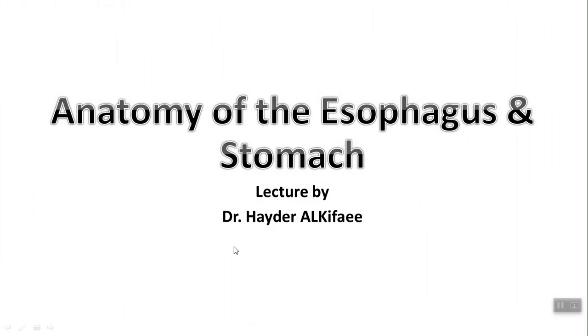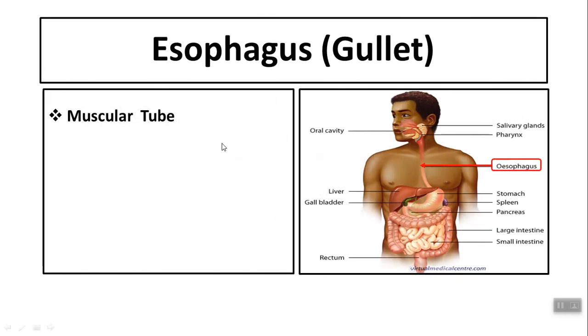Our lecture today is about the anatomy of the esophagus and the stomach. First, we will take the esophagus, or another name is gullet. In Arabic, it means al-mari'. It is a muscular tube about 25 centimeters in length.